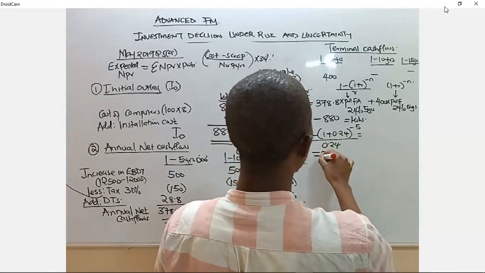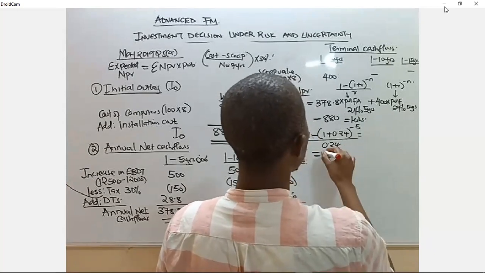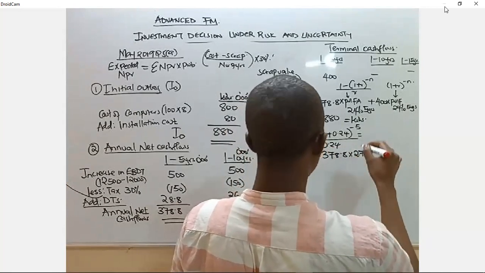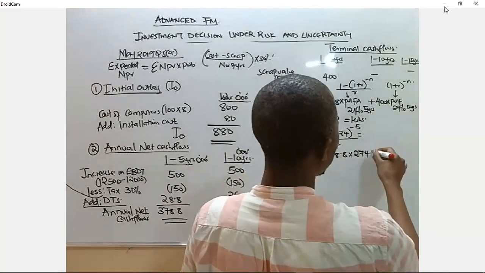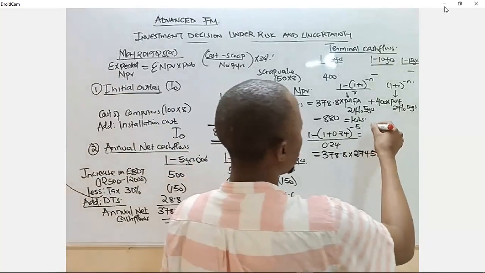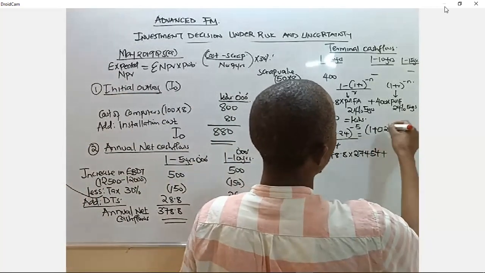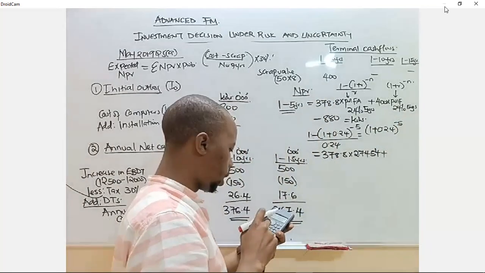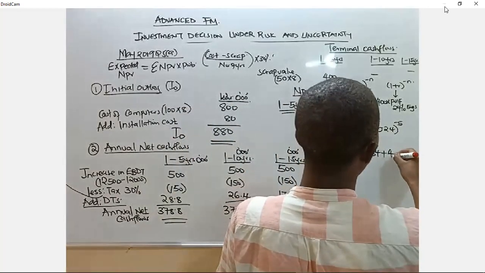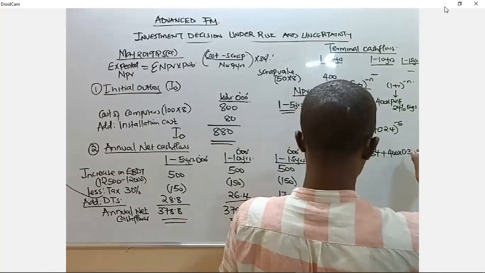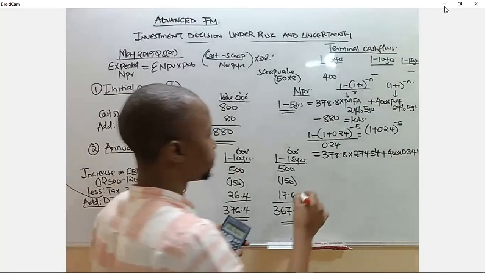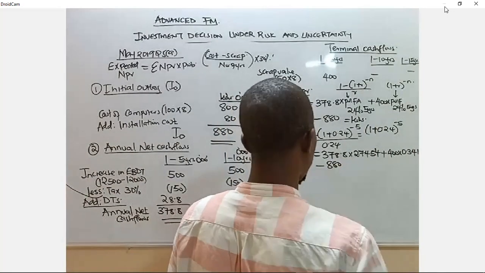So it will be 378.8 times 2.7454 plus, the other one will be 1 plus 0.24 raised to a negative 5. So it will be 1.24 raised to power negative 5, and we are getting 0.3411. So it will be 400 times 0.3411. Then we subtract our initial outlay of 880.